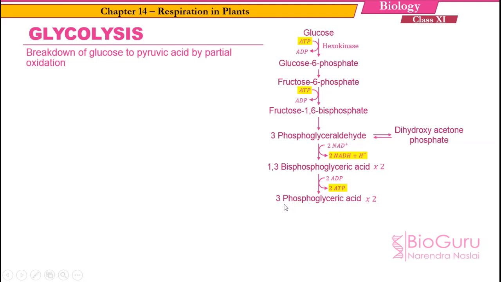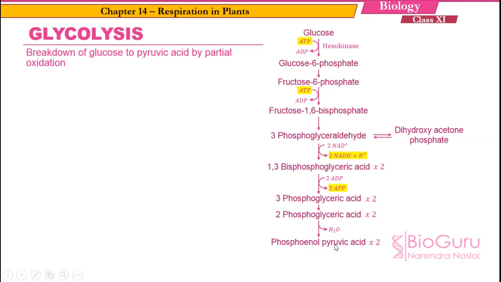Clear? Now further, this 3-phosphoglyceric acid will get converted into 2-phosphoglyceric acid. Here, the phosphate group which was present at carbon number 3 is shifted to carbon number 2. Because of that, this 3-phosphoglyceric acid will be called 2-phosphoglyceric acid. Further, this 2-phosphoglyceric acid gets converted into phosphoenol pyruvic acid by the removal of a water molecule. That is, in this particular reaction a dehydration process takes place.